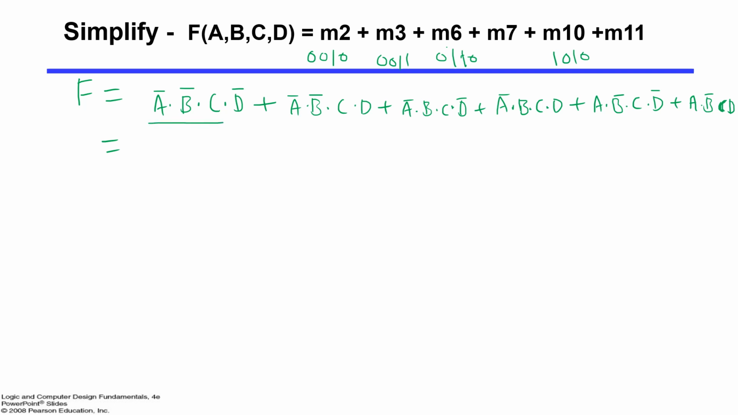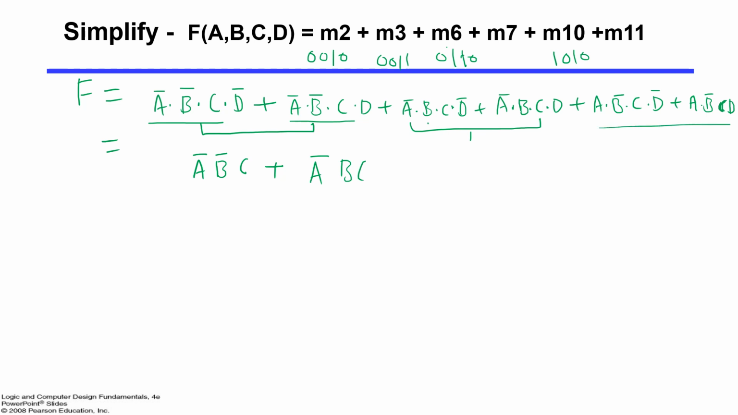Here you can take A bar, B bar, C common with these two. So let me directly take this, and what we'll get from here is A bar B bar C plus, can we do something here? A bar B C is common, yes. So you'll take A bar B C from these two expressions. Is there something here, can we take something common? A B bar C. So you'll take A B bar C from here. Now we come up with three different terms.